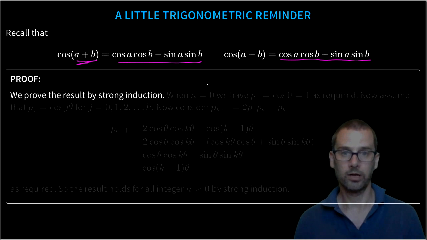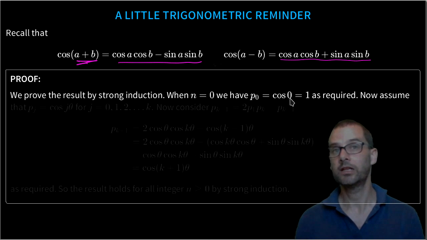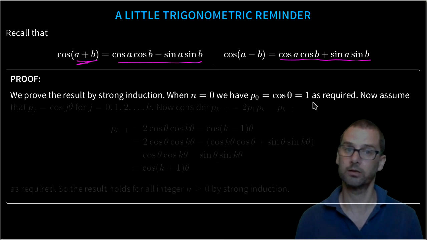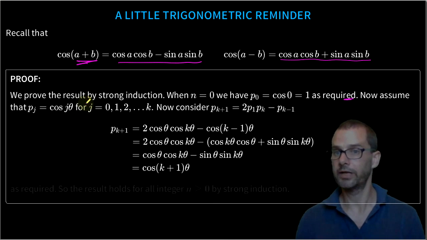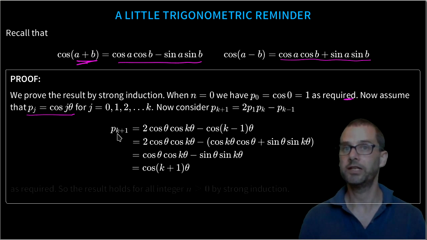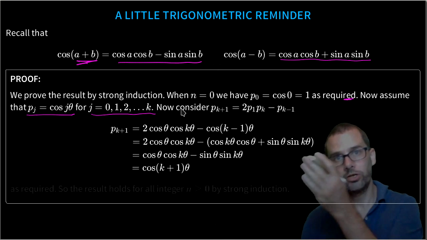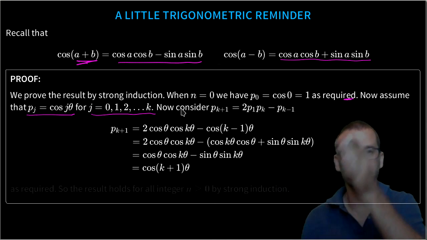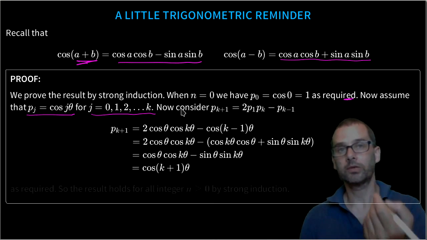Well, we're going to do the base case. So when n is 0, we have P0 is cosine 0 times theta, which is cosine 0, which is 1, as required. So the base case holds. Now, let's prove the next case. So we're going to assume that Pj is cosine j theta for all the previous cases. So we're going to assume that our result holds for 0, 1, 2, and so forth, up to k. And now we need to build the next one.